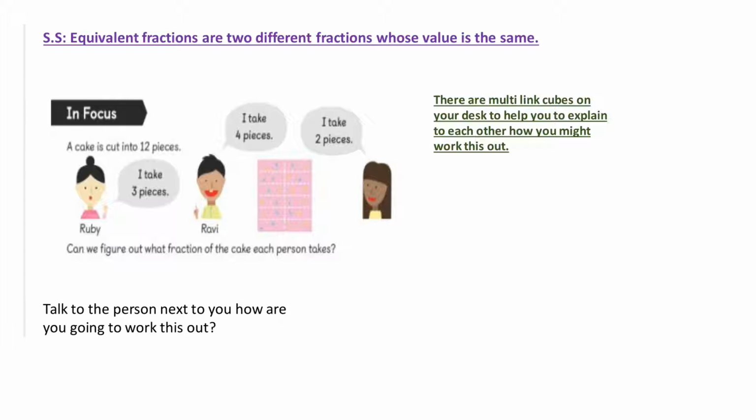In the In Focus task, it's stating that a cake is cut up into 12 pieces. Ruby says, I take 3 pieces. Ravi says, I take 4 pieces. And the other girl says, I take 2 pieces. Can we figure out what fraction of the cake each person takes? Think carefully about what you need to do.